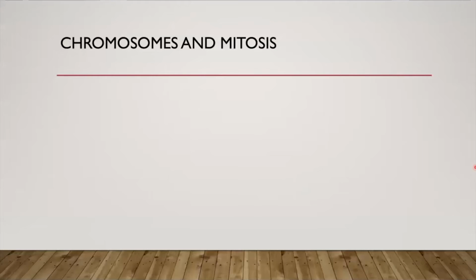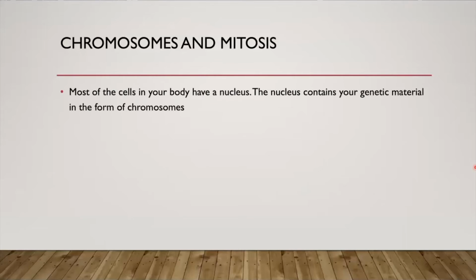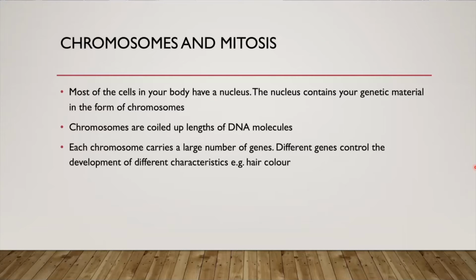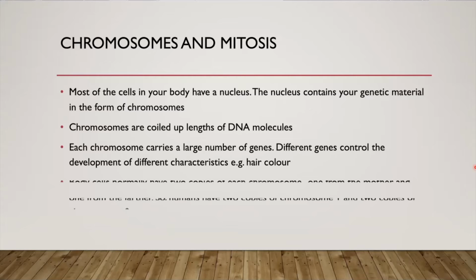So chromosomes and mitosis. Most of the cells in your body have a nucleus, and the nucleus contains your genetic material in the form of chromosomes. Chromosomes are coiled up lengths of DNA molecules. Each chromosome carries a large number of genes. Different genes control the development of different characteristics, for example, hair color, eye color, and how tall you are.